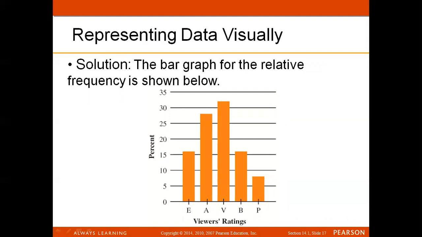So still on the horizontal, we have E, A, V, B, P, the viewers' ratings, but now on the vertical axis, we have 0, 5, 10, 15 in percentages. So dividing 4 by 25, for example, was E. So now E goes up to 16%. And B was 4 divided by 25, also goes up to 16%.